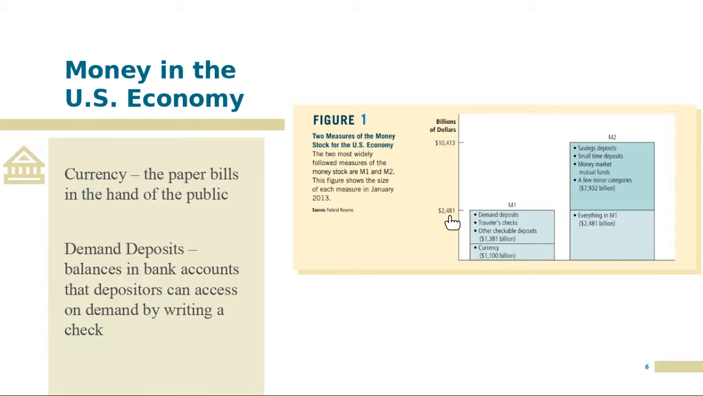How can we only have physically $1,100 billion and yet somehow already in just M1 we have more than that in money? We'll get to this in a second.